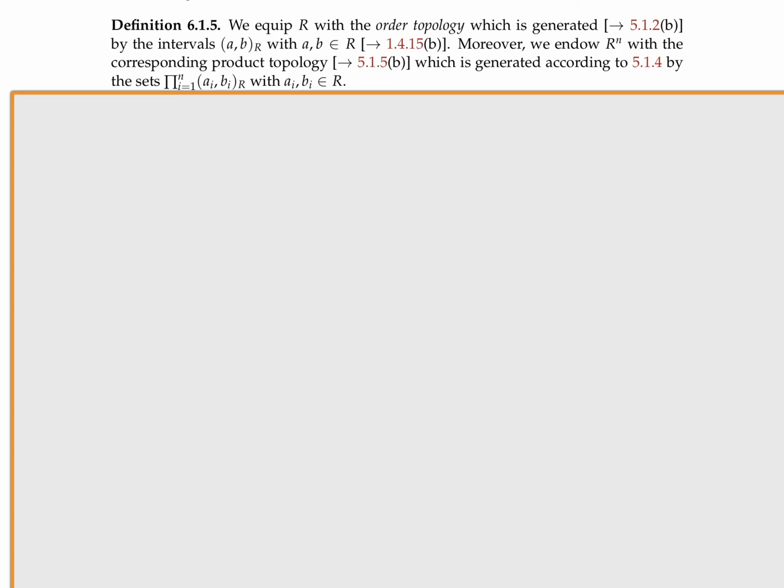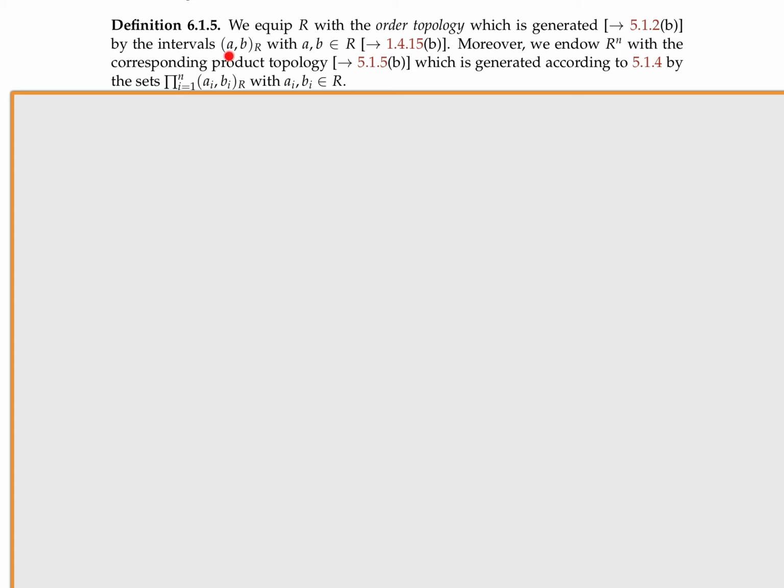Okay, so now I look at the order topology generated by these kinds of intervals, where the endpoints a and b are arbitrary in R. So this consists of all x in R which are strictly between a and b.